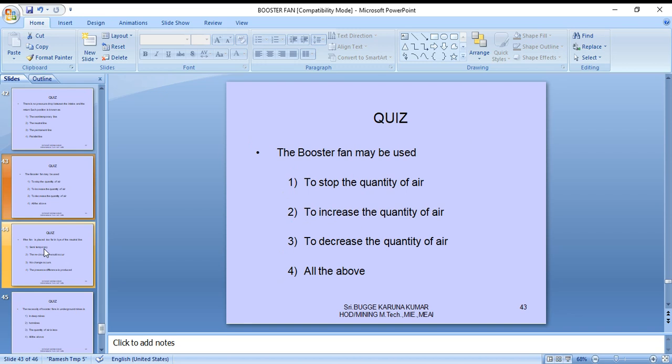A booster fan may be used to stop the quantity of air, to increase the quantity of air, to decrease the quantity of air, all the above, which is correct? To stop the quantity of air, not correct. To increase the quantity, all. So sometimes we have to, most of the B is correct. That is the second answer is correct. To increase the quantity of air is our prime motto.